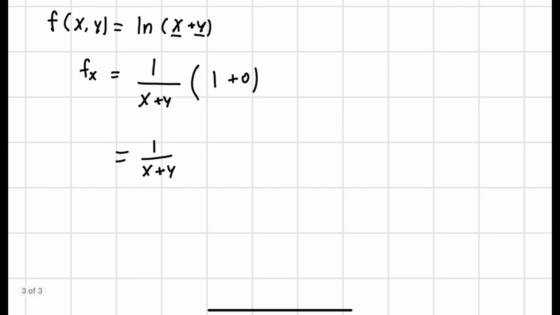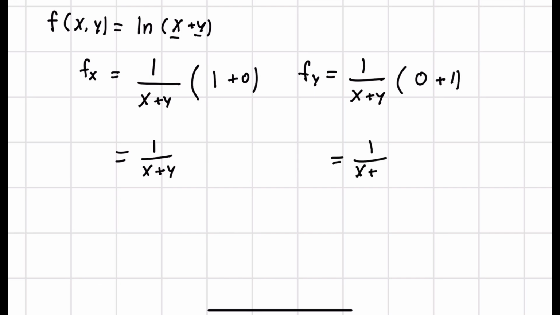And let's find the derivative in respect to y. So we have 1 over x plus y times the derivative of the inner function in respect to y. So the derivative of x in respect to y will be 0, plus the derivative of y in respect to y will be 1. So that gives us 1 over x plus y as our final answer.